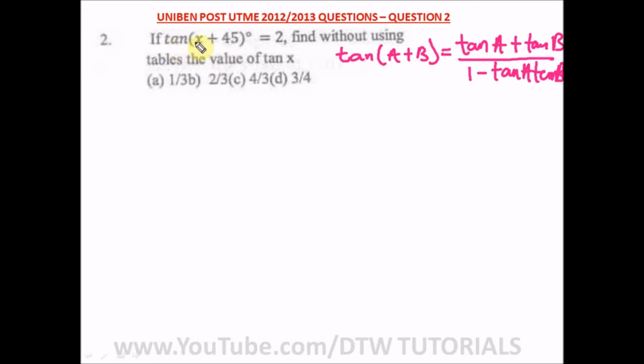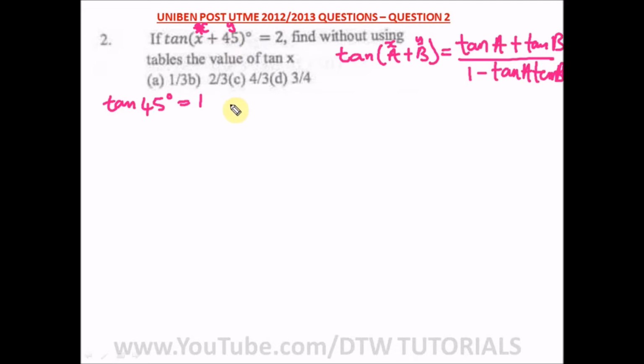Now this is tan(x + 45), so this is likely to be a and b. Since we're dealing with x, let's use x and y, where y is 45. You know that tan 45, you must try to remember your special angles, tan 45 is 1. So a will be x and b will be y, and we're going to express tan(x + 45) in this manner.